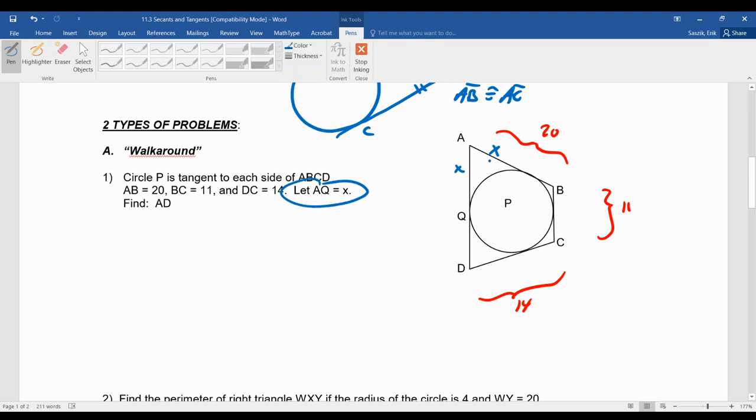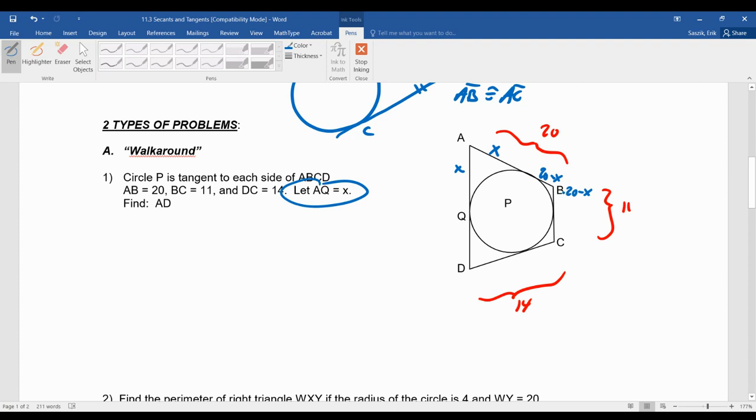Now, if this is X and that's X, and this whole thing's 20, this little piece here, remember X is from here to the tangent point. This piece here would have to be 20 minus X. And now you see that's a tangent segment, and so is this. So this would be 20 minus x as well. You see what we're doing now? We are now walking around this figure.